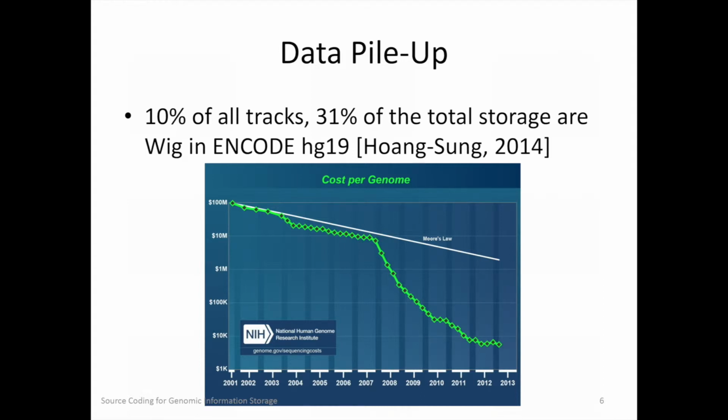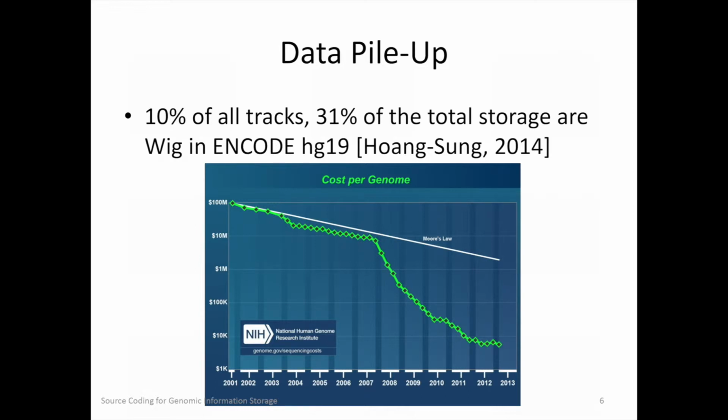So this is a figure that I took from the NIH website. You can see that in recent years, especially after 2007, the cost that you need to sequence a genome is decreasing faster than Moore's law. Or equivalently, the volume of genomic data is increasing at a speed much faster than Moore's law. In particular, in the ENCODE data set, 10% of all the files, or 31% of the total storage, is dedicated to WIG files.